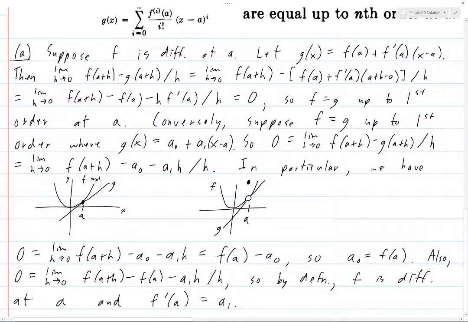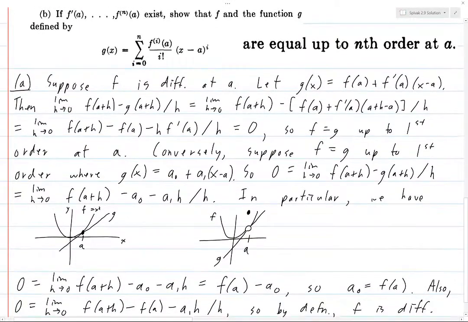Alright, part B. If f has n derivatives at a, show that f and the function g defined by this are equal up to nth order at a. And so, first of all, if you look at this, you should recognize it if you've taken Calc 2. This is just a Taylor polynomial of degree n of g at a. And so this is sort of a neat result about Taylor polynomials.